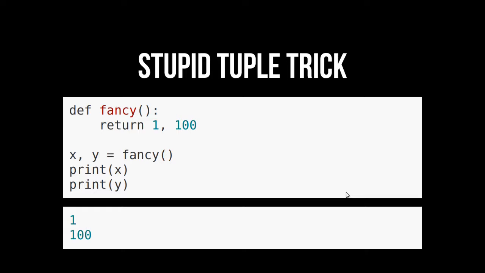And here's a stupid tuple trick. It's not actually all that stupid. You'll see this used quite a bit, and I know it throws people off a lot. People will oftentimes explain it a little bit funny, but what this is actually doing, so we have our fancy function here. We're defining a new function called fancy, and it is just going to return this 1, 100.